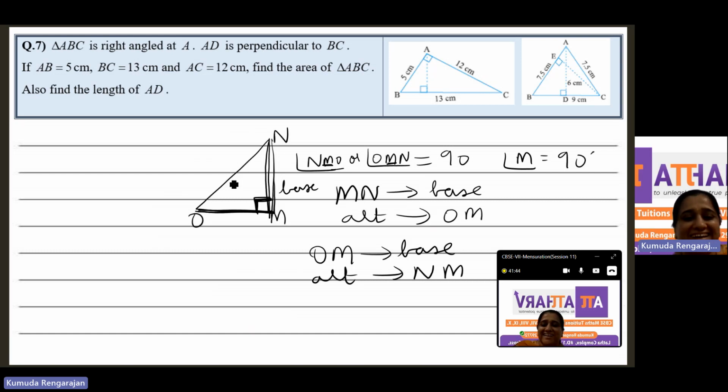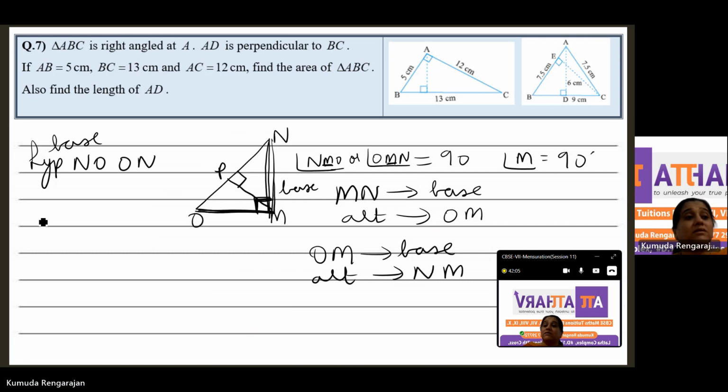Now, for the hypotenuse, what is the hypotenuse called here? Name of the hypotenuse. NO or ON. If that is the base, which is the altitude? For the hypotenuse ON, which is the altitude? PM is the altitude. PM is the altitude.